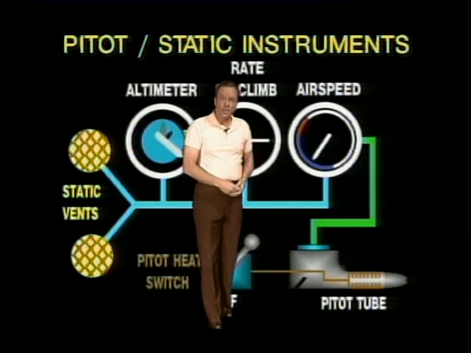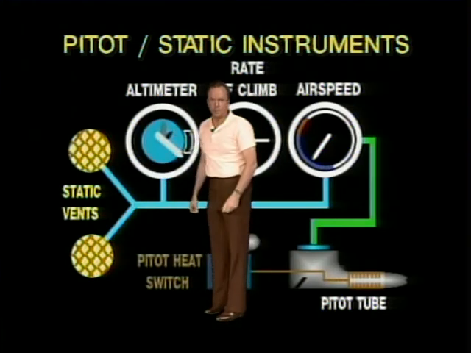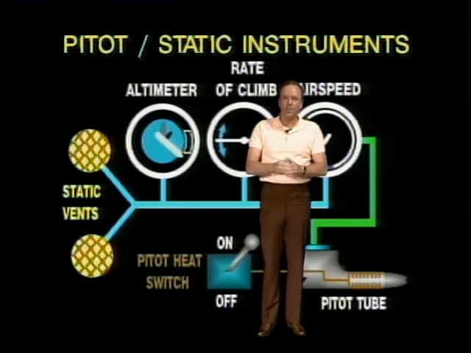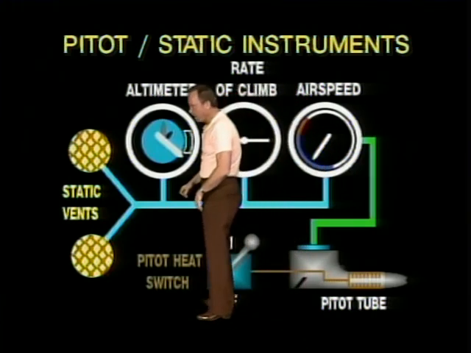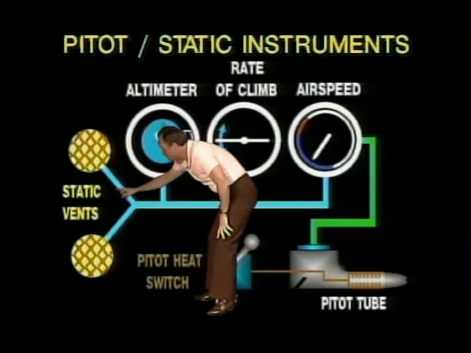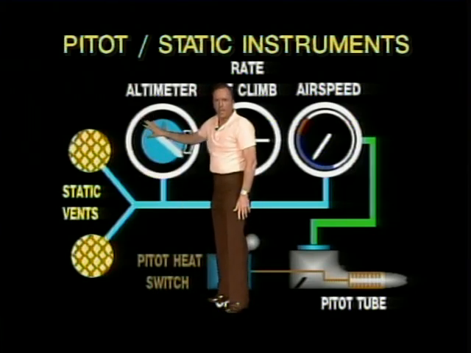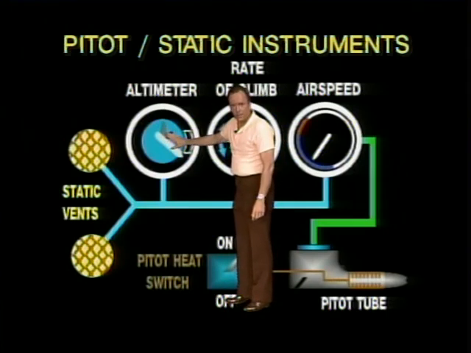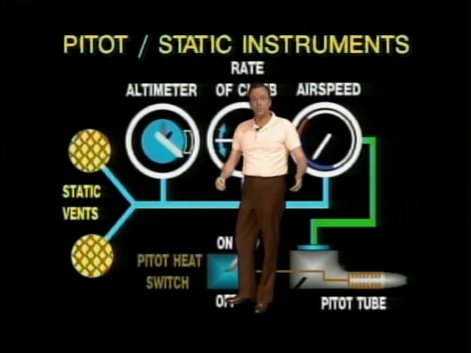Now, these static system vents are basically holes in the aircraft that are connected by plastic tubing to all three of these instruments. Now, these holes for the static system vents have to be outside the slipstream effect and outside the ram effect so that they get a good sample of the still, calm air outside the aircraft. So we take the air from the calm air outside the aircraft, and first of all, it runs by plastic tube to the altimeter. Now, the altimeter simply measures that air pressure. And the hands tell you the air pressure calibrated in thousands of feet above sea level.